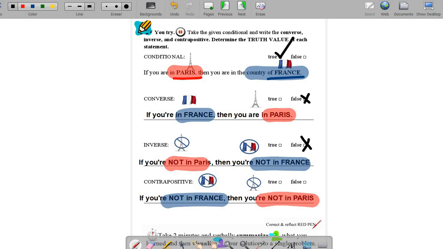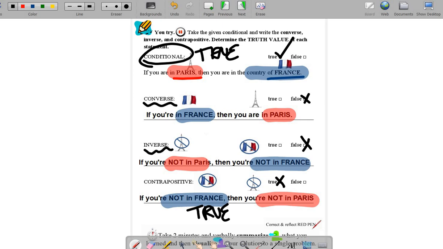This last one, if you're not in France, then you're not in Paris. That's a true statement. You cannot be in the city of Paris if you're not physically in the country of France. So once again, the conditional was true, and only the contrapositive was forced to be true in this situation. The converse and inverse were only sometimes true. Therefore, we say they are false.